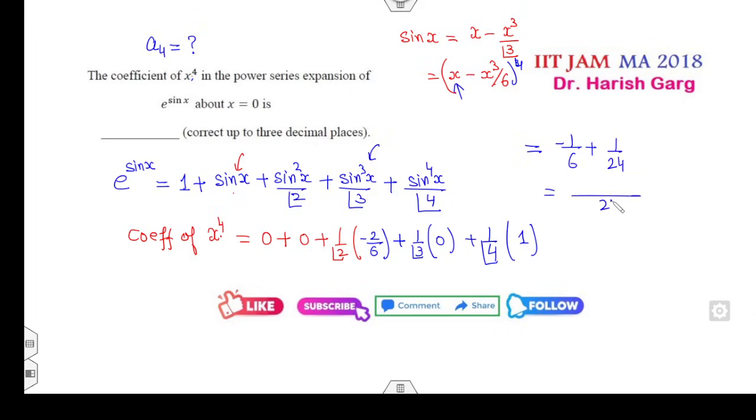So 24 is the LCM. Minus 4 plus 1, that is minus 3 by 24. Minus 1 over 8 is the right answer of the problem.